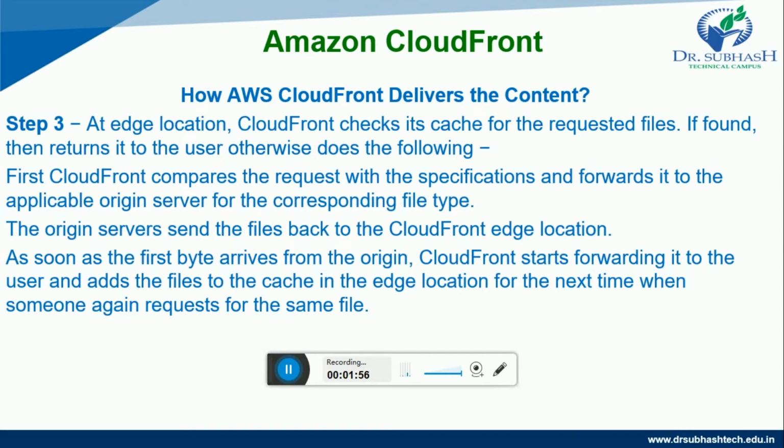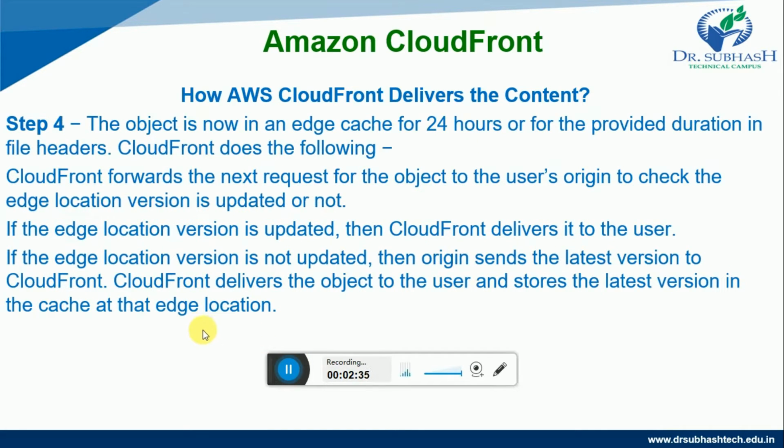The first, CloudFront compares the request with the specifications and forwards it to the applicable origin server for the corresponding file type. The origin server sends the file back to the CloudFront edge location. As soon as the first byte arrives from the origin, CloudFront starts forwarding it to the user and adds the file to the cache in the edge location for the next time when someone again requests for the same file. So friends, this is step 3.